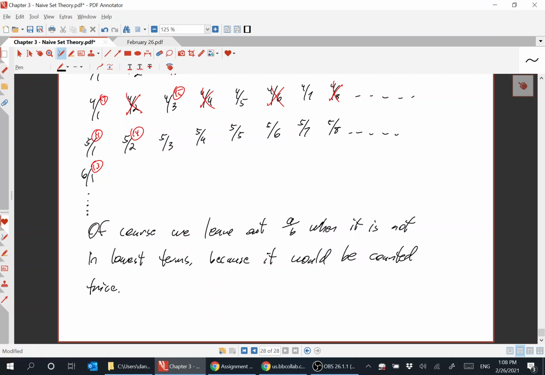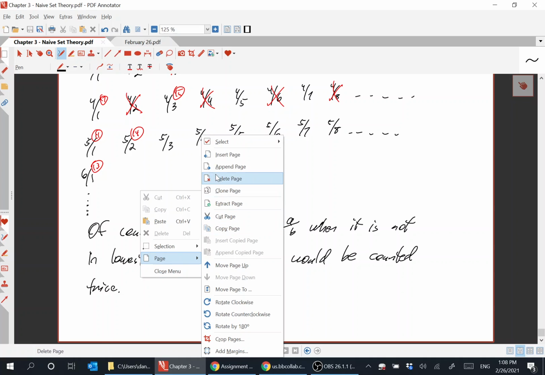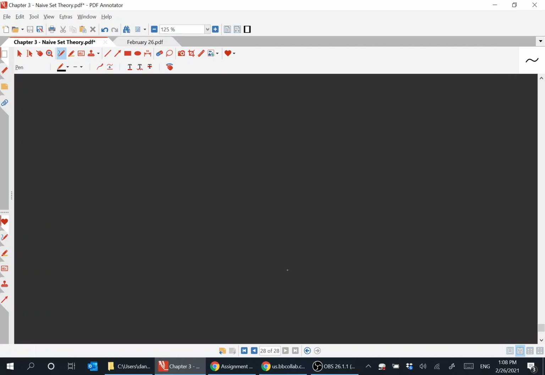But the first example of a set that is not countably infinite is the real numbers. The real numbers themselves, however, are not. So let's give a proof of that. This proof is due to Georg Cantor. It is known as Cantor's diagonalization argument.